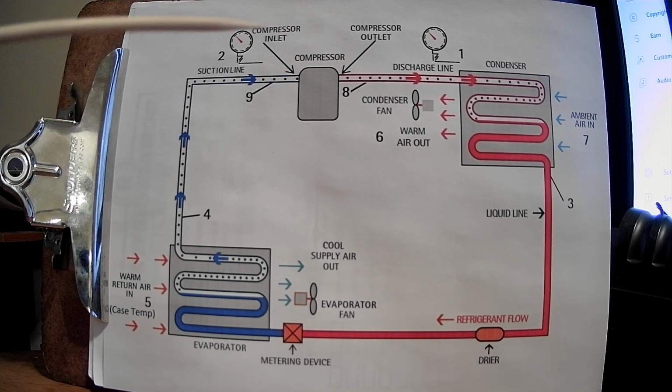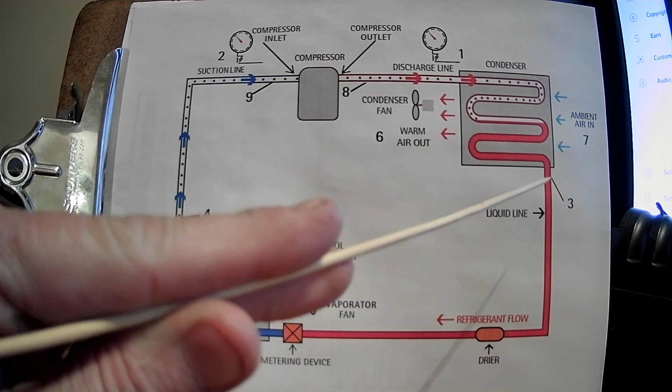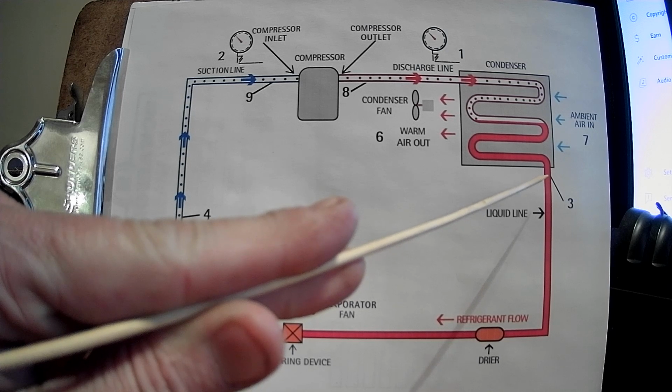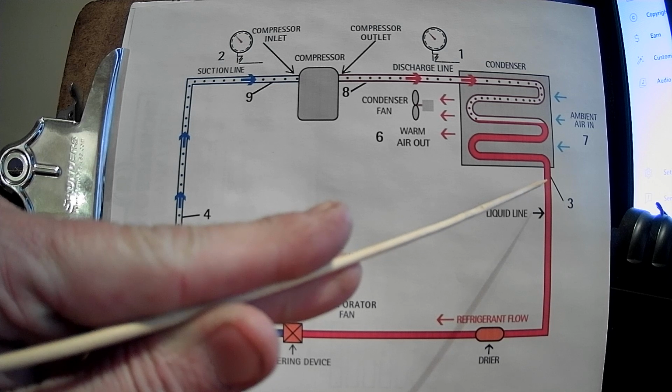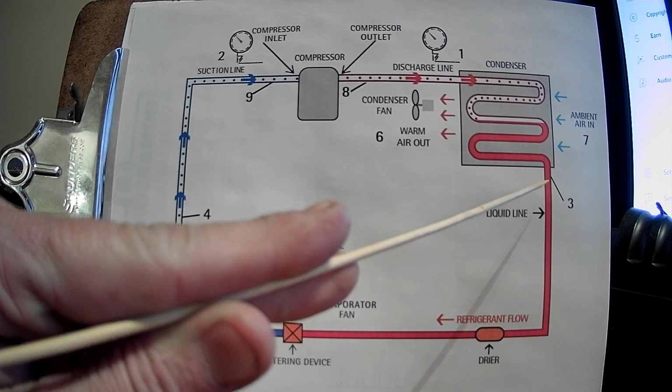Next, we want the liquid line temperature. I want a clamp gauge on the line coming out of the condenser, ideally about 4 inches out. This is going to be the smaller line at the bottom of the condenser.